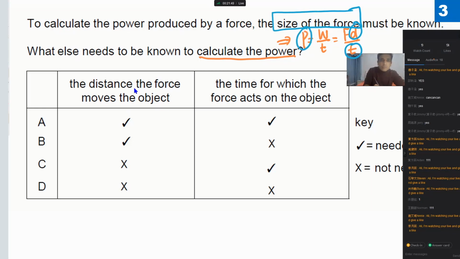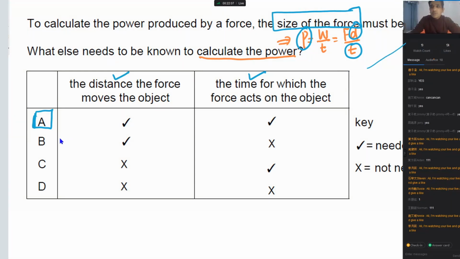So in this case, we need distance, means we need this one. We need time, yes we need. So the answer for this question is A. So this is how you can answer.